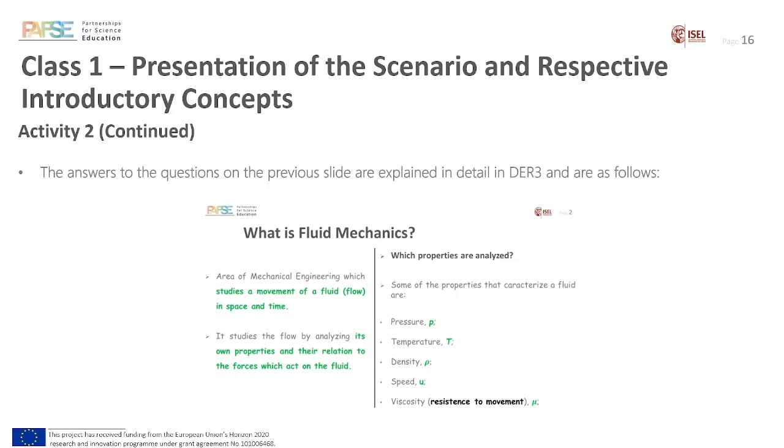So the first main question in this slide is, what are the properties that are analyzed to study the movement or the flow of a fluid? Some of the properties the students already know, and those are pressure, temperature, density, speed, and viscosity, which is the resistance to the movement. So, in this slide, students will already have a notion of what properties are analyzed to study the flow of a fluid.